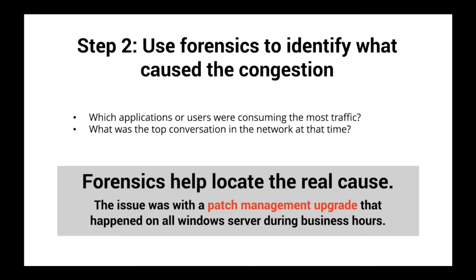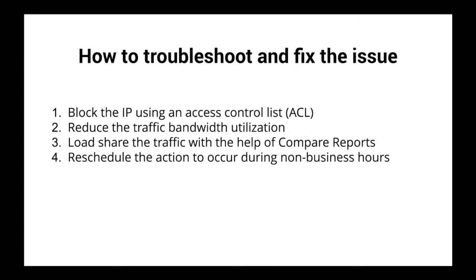The next is how to troubleshoot and fix this issue. There are 4 possibilities in this scenario with which you can resolve the issue. First is to block the IPs which are consuming most of the traffic using the access control list. The next is to reduce the traffic bandwidth usage with the help of the shaping policies available. The next is you can also load share the traffic with different devices and links available in the network and continue with the upgrade, or you can also reschedule the action during the non-business hours. Let's see in detail how you can troubleshoot your network for each of the scenarios.